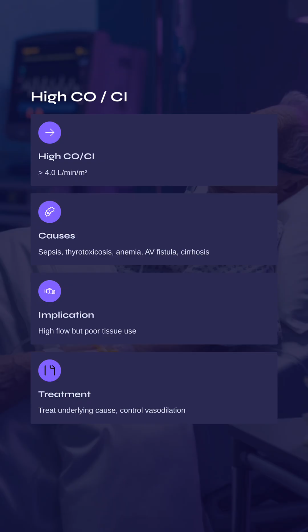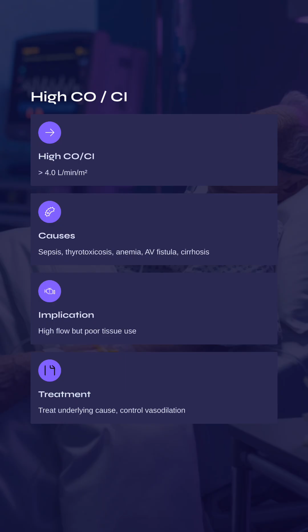A high cardiac index may seem reassuring, but it's often pathological. In sepsis, anemia, thyrotoxicosis, cirrhosis, or AV fistula, the heart pumps large volumes, but tissues still starve because extraction is impaired. The hallmark is high flow, but low oxygen utilization. Management is not to blunt cardiac output, but to treat the underlying driver: antibiotics for sepsis, thyroid control, transfusion for anemia. Remember, high cardiac index does not always equal adequate perfusion.